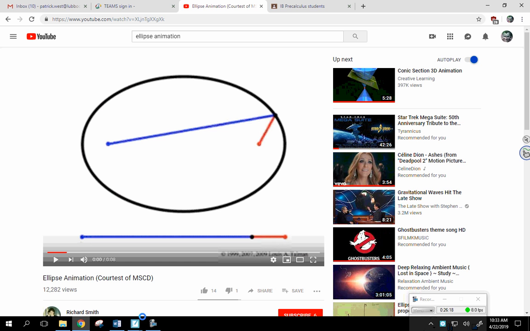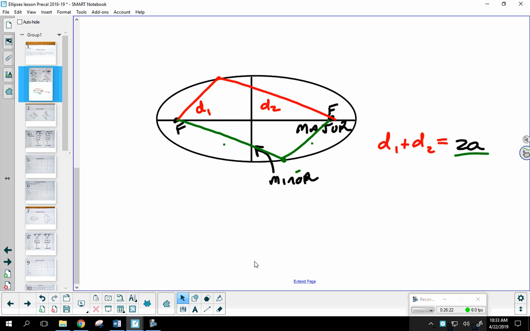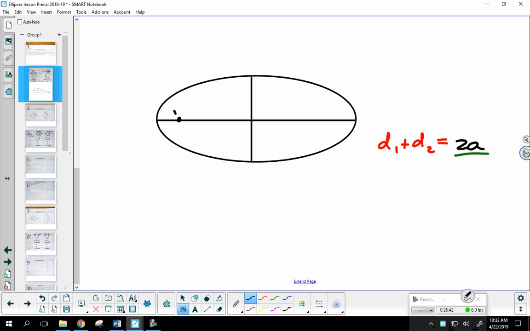Okay. Well, one other thing I want to mention, those two distances that you're always adding up, there are only two locations on the ellipse where those two distances will be exactly the same length. Can anybody tell me what you think they are? The co-vertices, that's exactly right. Those are the only two locations where those distances are going to be the same.